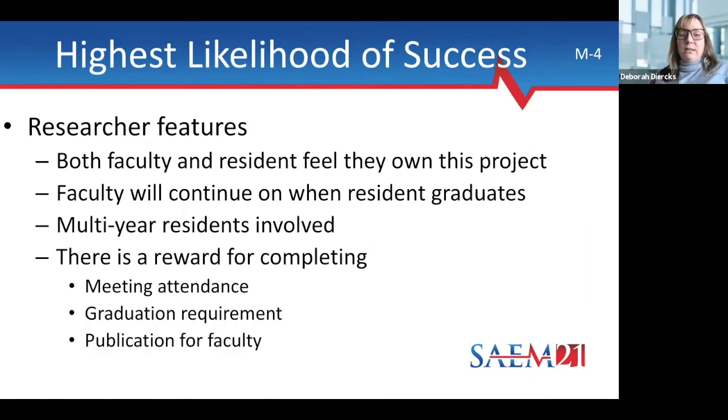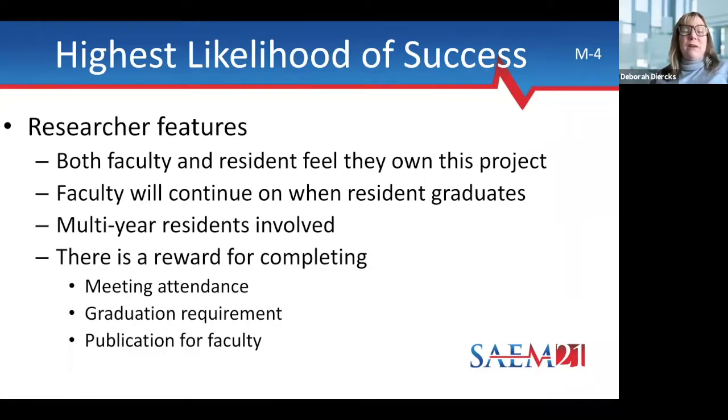And those institutions that have had buy-in by faculty to work with resident research, when the faculty continue and everyone gets a publication that benefits the entire program. Involving a team with many different year residents to allow continuation of a project and success along a longitudinal platform. And then provide an award for completing the project, whether it's submission of an abstract to SAEM, graduation requirement, or publication for the faculty. Make sure everyone understands that there is a little carrot at the end.